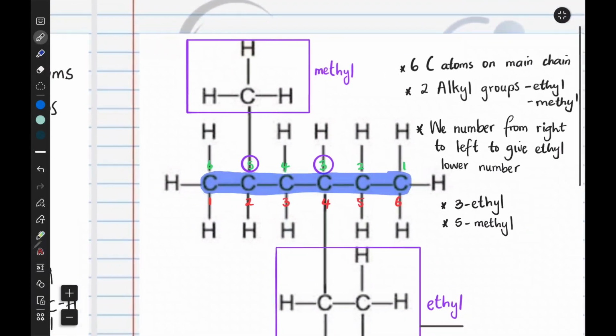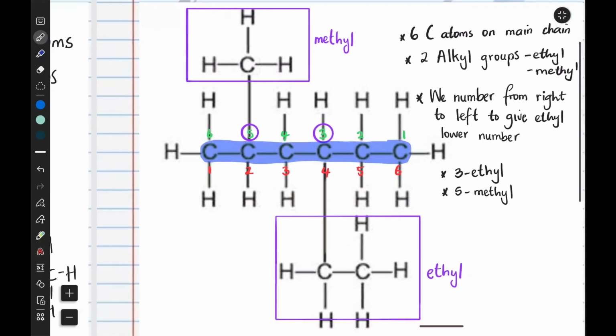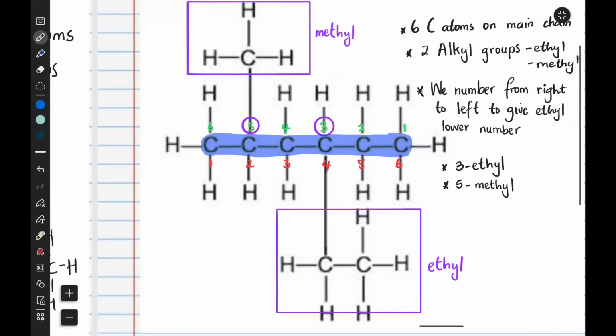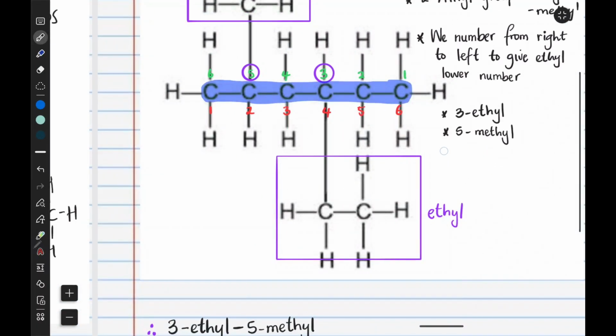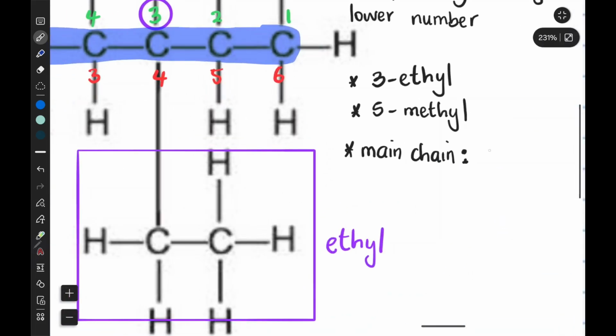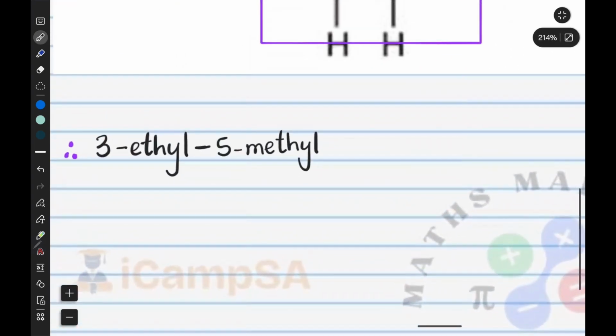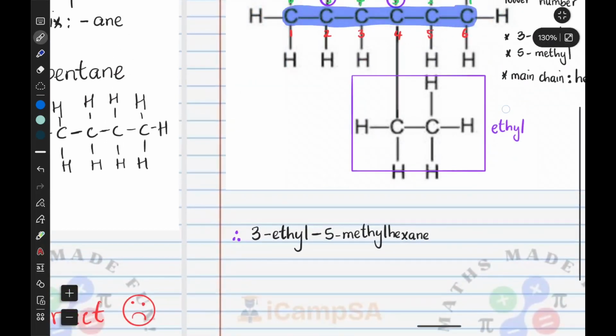Oh, I forgot to mention our base name. Since it has 6 carbon atoms, our base name, let's put it here, main chain. Our main chain is 6, so it has to be hexane. Right, so then we can finish off our name and add hexane there. So that's how you would complete a name for a compound like this one.